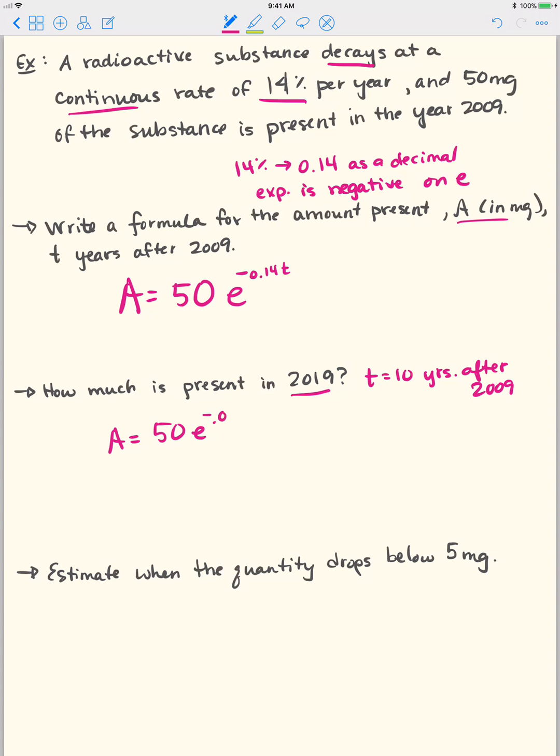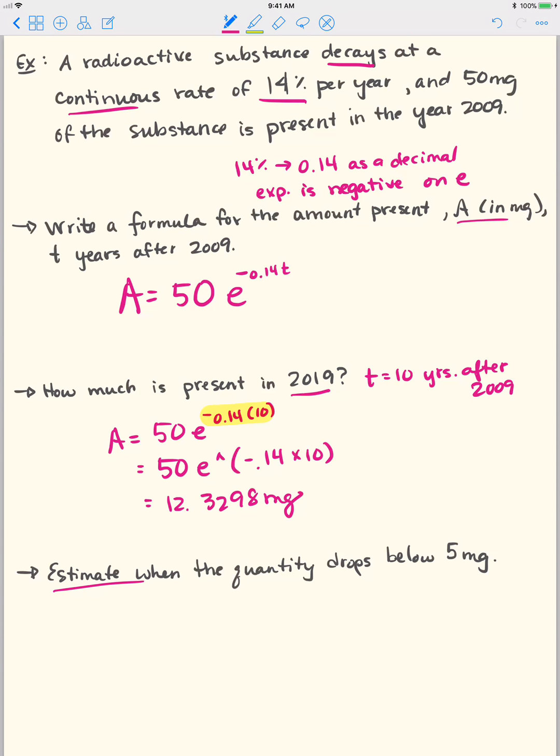So 50e to the negative 0.14 times 10. But again, make sure that negative 0.14 times 10 stays in the power of e. So calculator-wise, it would be 50e to the quantity of negative 0.14 times 10. So I get that in 10 years, there's 12.3298 milligrams of this radioactive substance. And it's decay, so over time it should be going down.